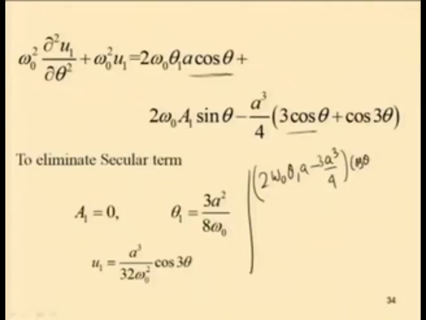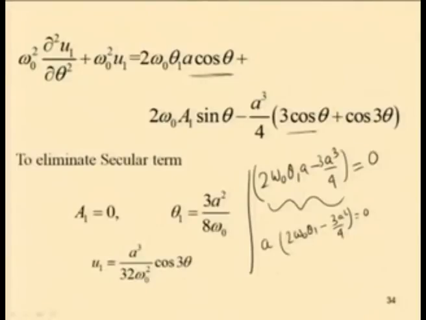So, now to eliminate the secular term, we have to set this part equal to 0. So, by writing this equal to 0, we can write, by taking a common, a into 2 omega 0 theta 1 minus 3 a square by 4 equal to 0, so either a equal to 0, where a equal to 0 corresponds to the trivial solution.